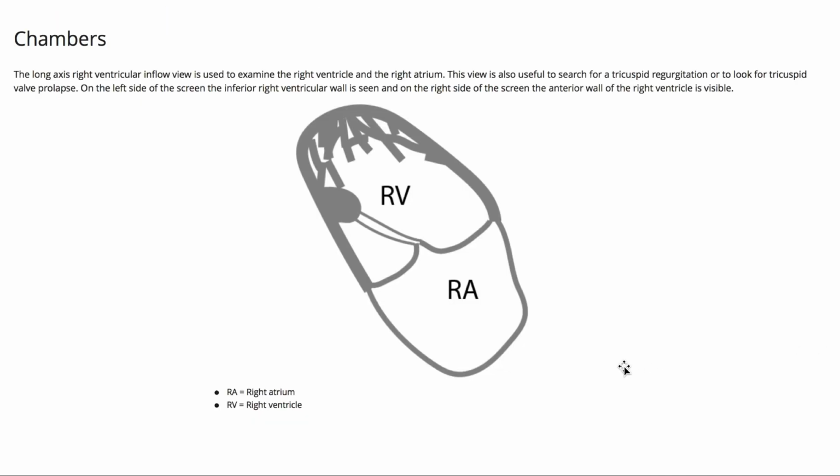The long-axis right ventricular inflow view is used to examine the right ventricle and the right atrium. This view is also useful to search for tricuspid regurgitation or tricuspid valve prolapse. On the left side of the screen is the inferior right ventricular wall, and on the right side of the screen, the anterior wall of the right ventricle is visible.